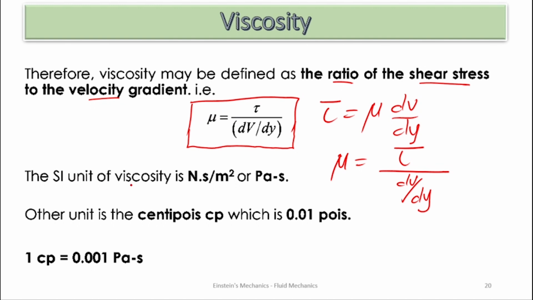Are we good? All right. And the SI unit of viscosity is Newton second per meter square. Are we good? Or Pascal second. And it's very interesting. We will be using it for calculations. Are we good?